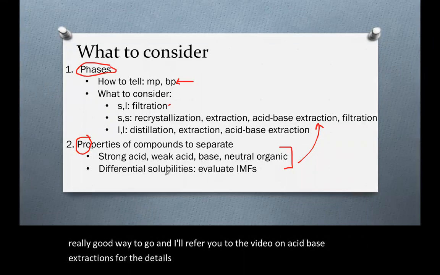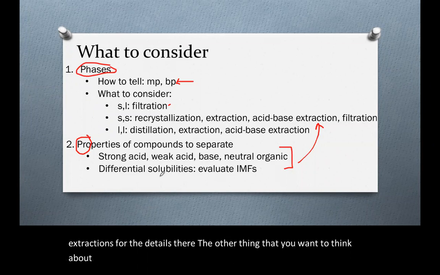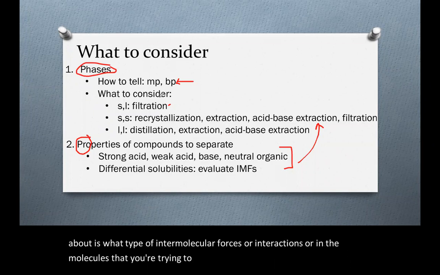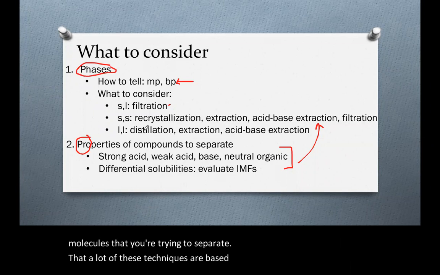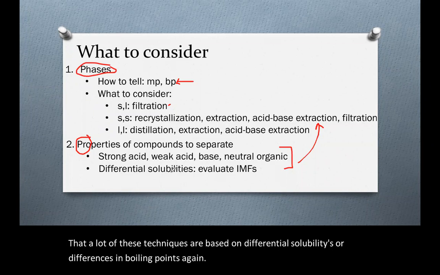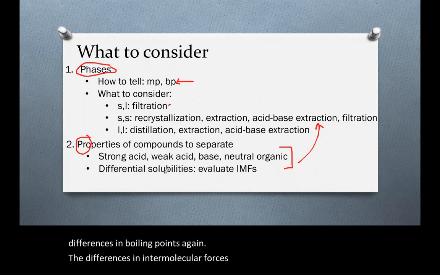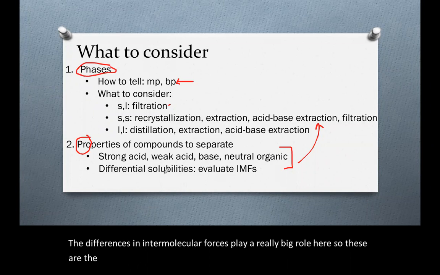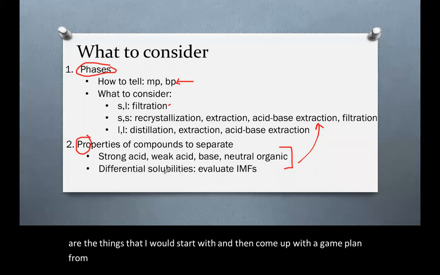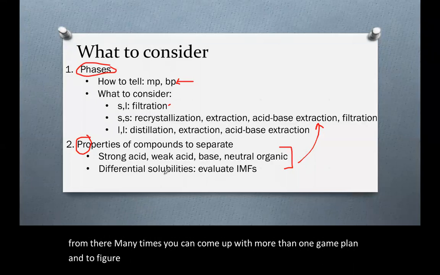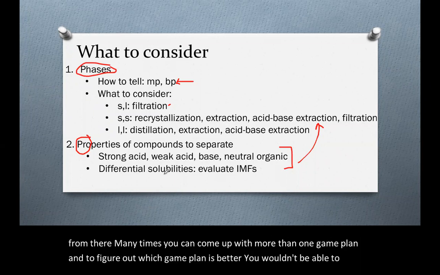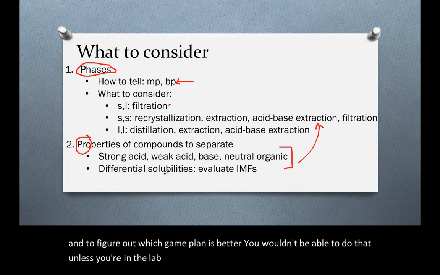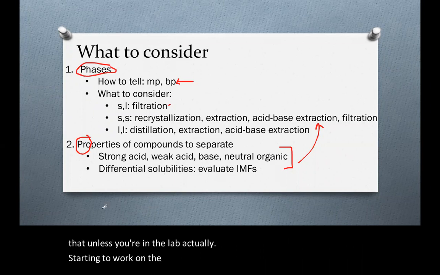The other thing that you want to think about is what type of intermolecular forces or interactions are in the molecules that you're trying to separate. You know that a lot of these techniques are based on differential solubilities, or differences in boiling points. Again, the differences in intermolecular forces play a really big role here. So these are the things that I would start with and then come up with a game plan from there. Many times you can come up with more than one game plan, and to figure out which game plan is better, you wouldn't be able to do that unless you're in the lab actually starting to work on these types of characterizations.